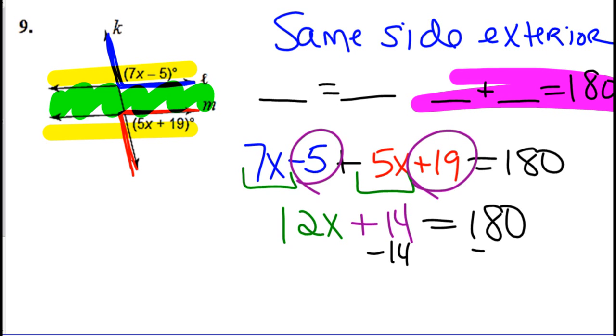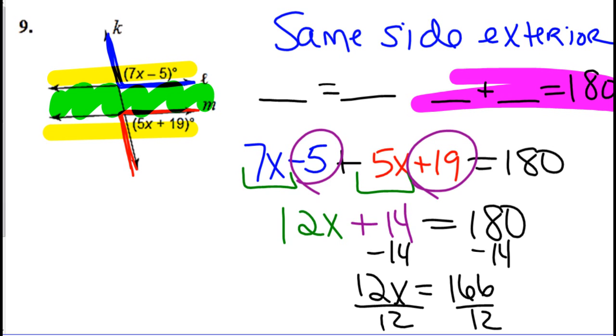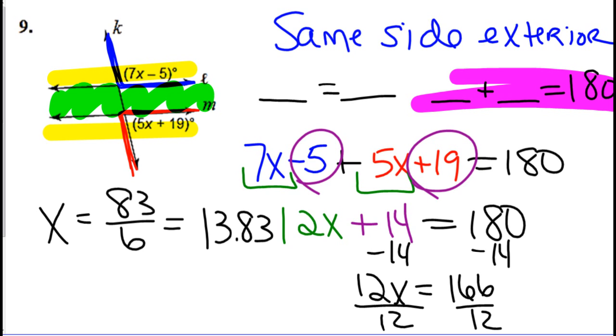I'm going to subtract 14 from both sides, so I will get 12x equals 166. I will divide both sides by 12, and when I do that, I get x equals, now, depending on what calculator you've got, if you've got a nice fancy one, it'll reduce your fraction for you, so you've got 83 over 6. But if you want to rock the decimal, it's going to be 13.83, and then, of course, that's repeating. Okay, so we would need our x to equal 13.83 repeating in order for our two lines to be parallel.